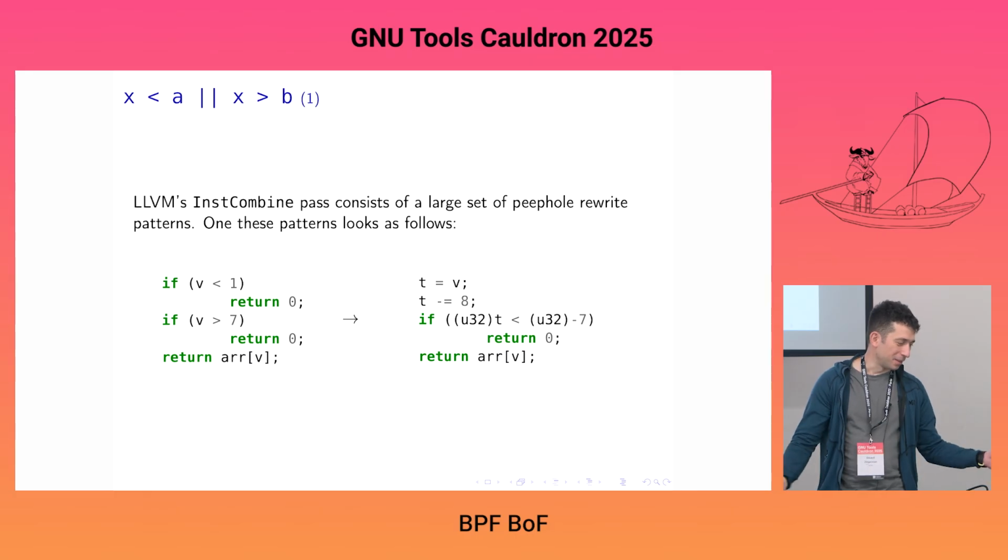The next pattern involves a pass in LLVM named InstCombine. It's a large number of peephole optimizations, a collection of small patterns to match and rewrite. And one of those patterns happens to be this conversion for the OR relation.